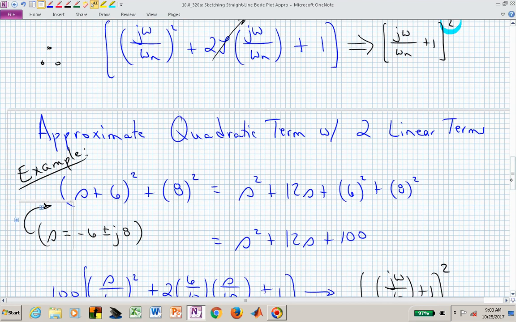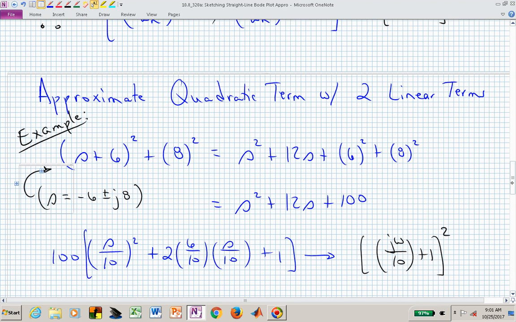If we now write it more multiplied out in a less factored form, we then have s squared plus 12s plus 100. We factor out the 100. That's the natural frequency squared, and conveniently for us, 100 has a nice square root.